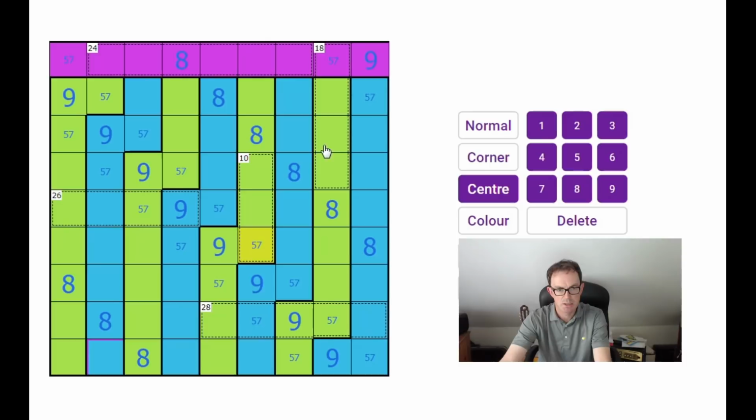Okay, so now maybe we revisit this 26 cage and see whether we can get to the right number. So if we were to put a 7 in here, that would give us 16, and we would need to make these two cells add up to 10. Now that's possible using 4 and 6. If we use a 5 here, we can never get to 12. So, in fact, these two cells are exactly equal to 4 and 6 in some order.